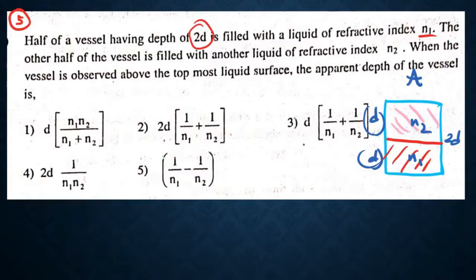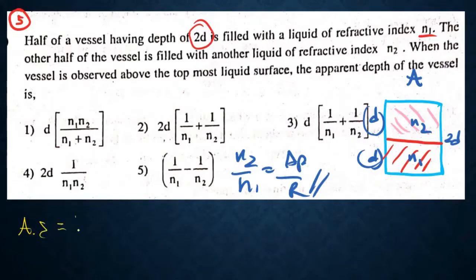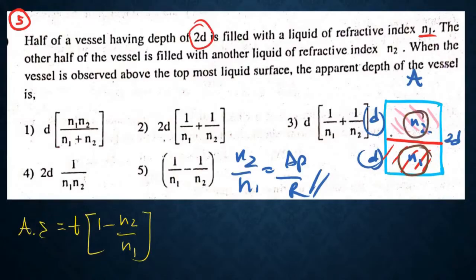So we cannot directly apply apparent depth. n2 over n1 equals apparent depth over real depth. That's the first equation that comes into our head, but actually we cannot apply that equation, because there are two different materials. So what we have to do is apply the other equation. It's the apparent shift equation. Apparent shift equals thickness of the medium into 1 minus n2 over n1. From this equation you can find the apparent shift of the first medium and then the second medium. We add these two and subtract it from 2d, we get the answer, right? So we have to do some work.